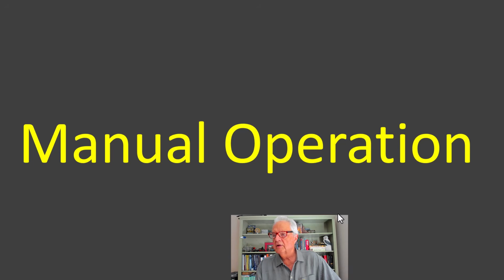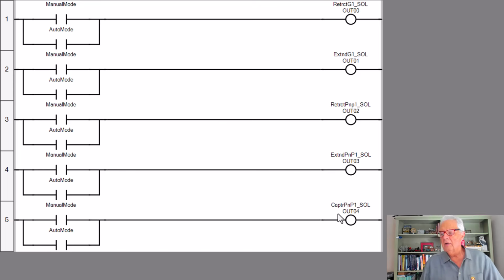Okay, manual operation. The operator from the HMI needs to be able to jog or operate all of the outputs in a manual mode for setup and adjustment. Also, when you are commissioning a project, to test the outputs to make sure that they're all correctly wired, you would use this same logic.